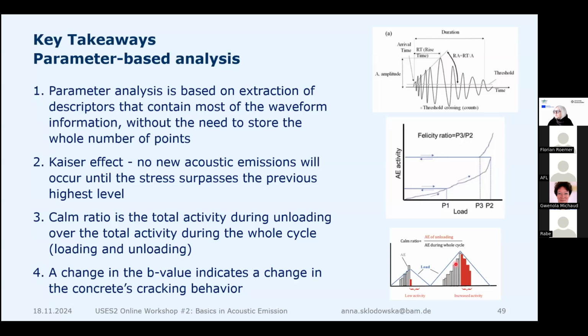So the key takeaways from this part are that the parameter analysis is based on extraction of features that contain most of the waveform information without the need to store the whole waveform data. We have the Kaiser effect, meaning that there are no new acoustic emissions until the stress surpasses the previous highest level. We have the calm ratio, that is the total activity during unloading over the total activity during the whole loading and unloading cycle. And we also have the B-value analysis, and a change in the B-value might indicate a change in the concrete's cracking behavior.